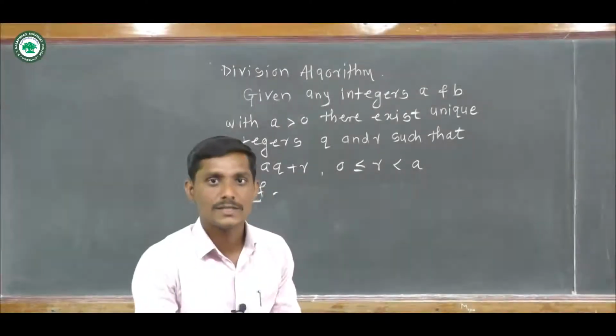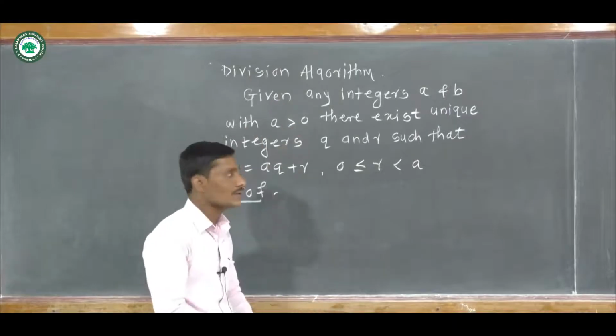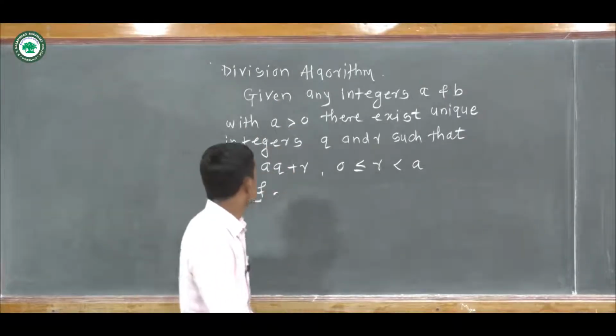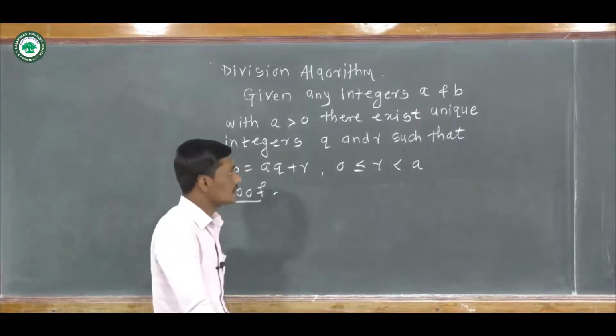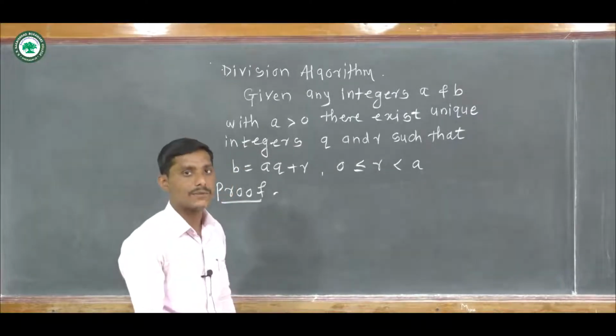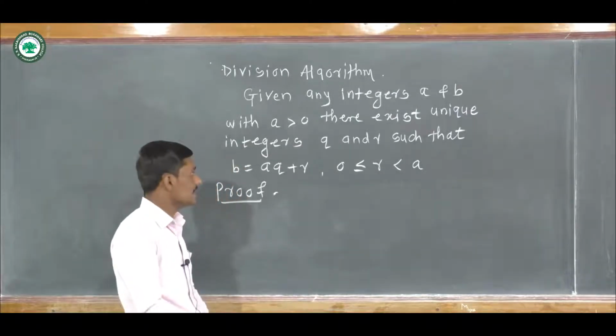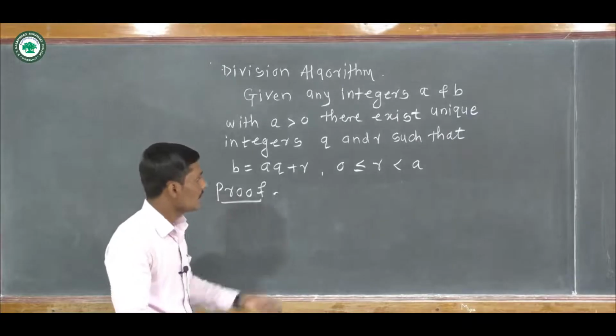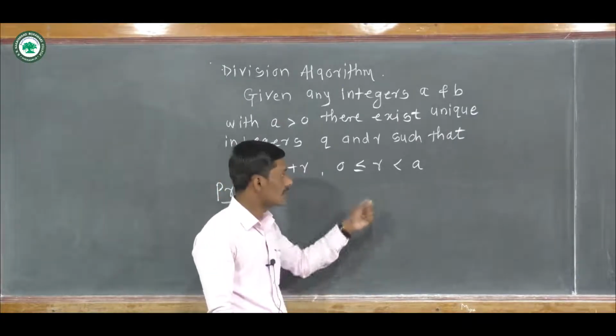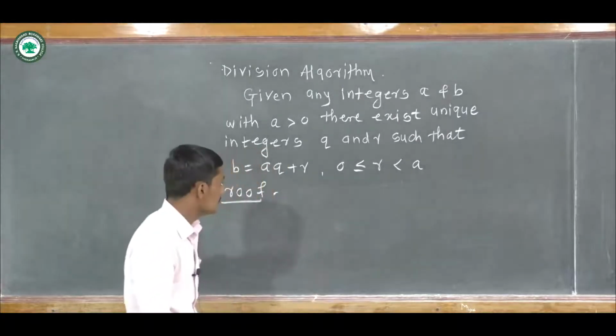Now, today we will discuss a topic: the division algorithm. Given any integers a and b with a greater than 0, there exist unique integers q and r such that b equals aq plus r for 0 less than or equal to r less than a. Here we will see the proof.